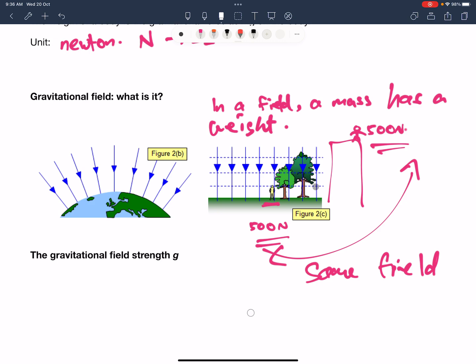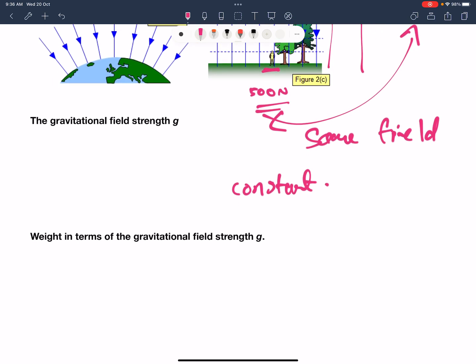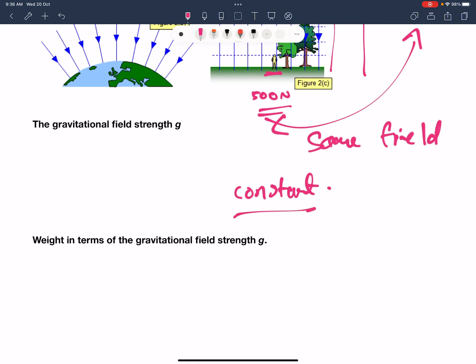Okay, and so with that constant, we need to have a quantity to describe the gravitational field. So what is the quantity that will be used? It is this thing called the field strength, the gravitational field strength. This is the quantity that we use to describe the strength, the magnitude of the gravitational field.